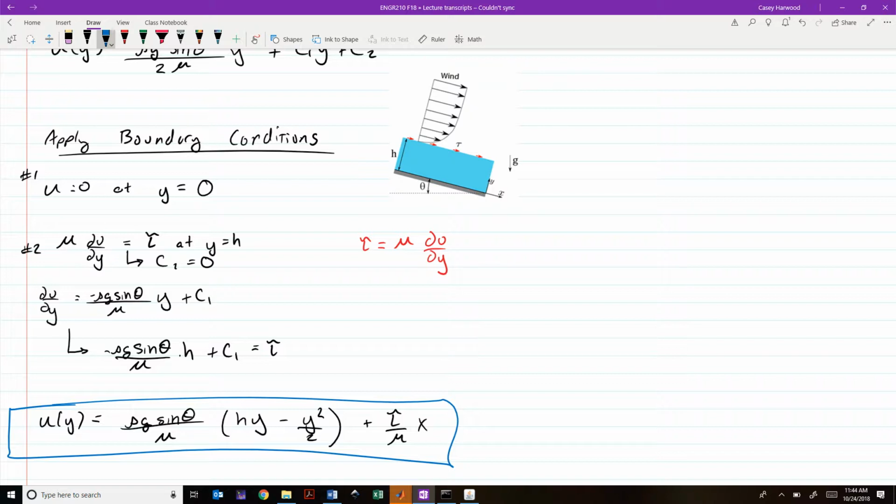Okay. Any questions on this? Where'd you get the x? Sorry, that should be a y. My bad. That's a y. I had it written down as an x because, yeah, transcription error.